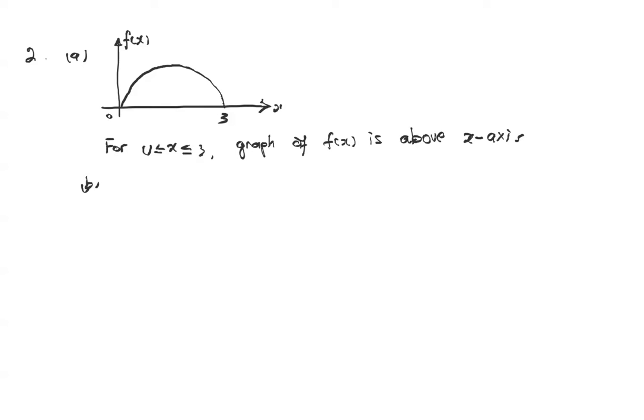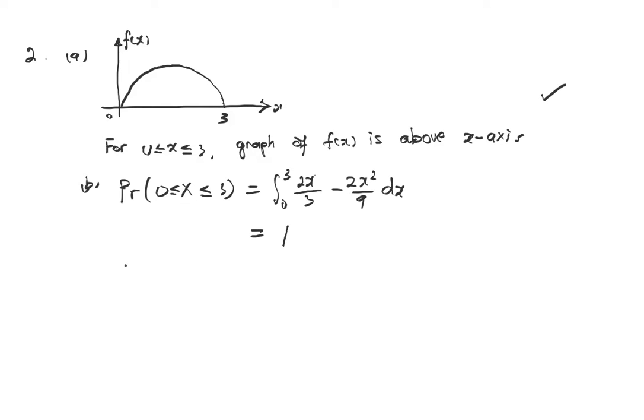So the first one is done. Now we have to check the second one, meaning I have to find the probability of x between 0 and 3. So I write down integrate from 0 to 3 of my fx, which is 2x over 3 minus 2x squared over 9 dx. I don't have to integrate. I just say this is equal to 1. So therefore, conclusion: valid. Are you clear? Got it?